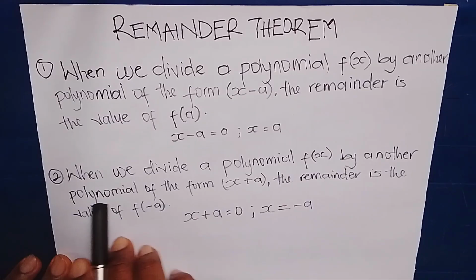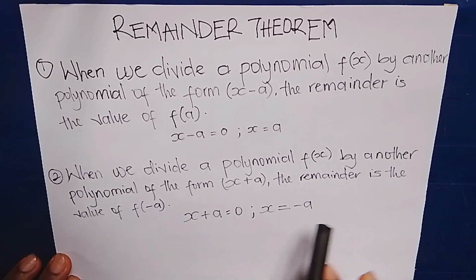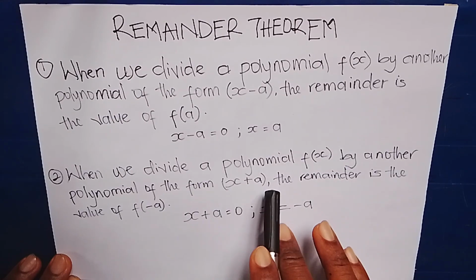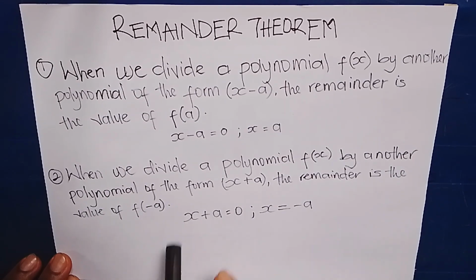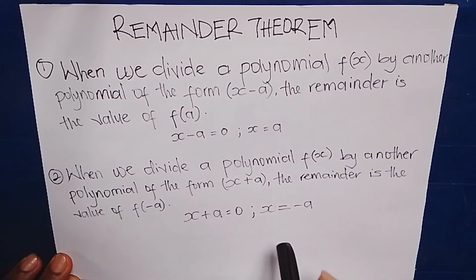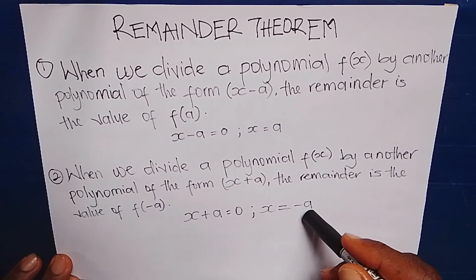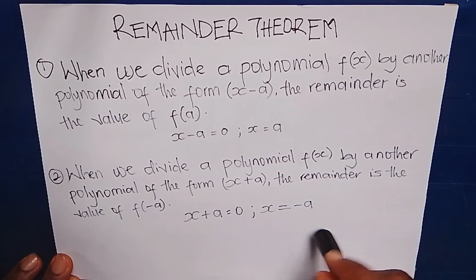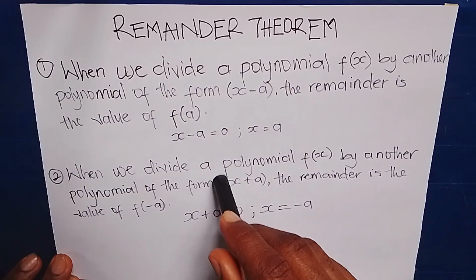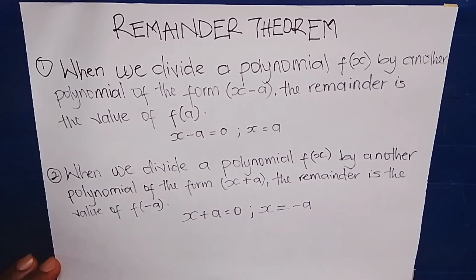And then the second side of the coin says, when we divide a polynomial f of x by another polynomial of the form x plus a, your a being a constant, the remainder is the value of f of minus a. So you have your x plus a equals to 0, and then the solution for your x becomes minus a. So by the time you substitute minus a into f of x, whatever solution you come up with, that is the remainder from dividing that polynomial by the divisor x plus a. See, now we are using terms from division of polynomials.